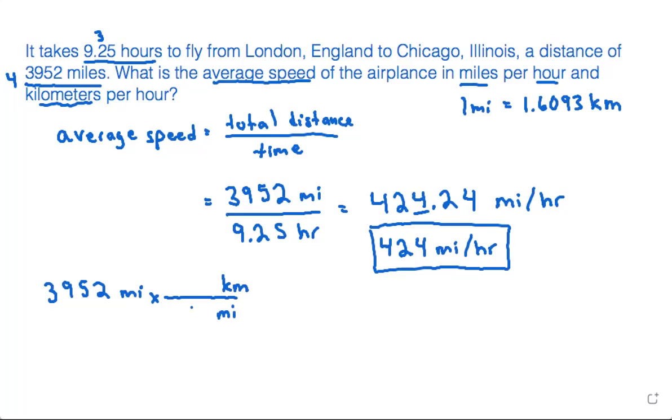So the 1 will go with the miles, and the 1.6093 will go with the kilometers. And that cancels out the unit of miles. And if we multiply that out, we get 3,952 times 1.6093. And I get that to be 6,359.95 kilometers. It continues, but that's good. Okay, so we aren't at the end of the problem, so let's just leave it for now.